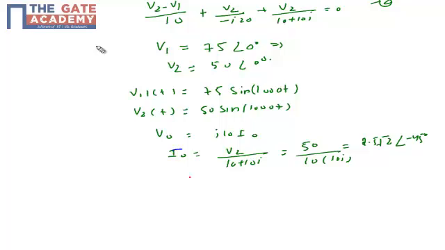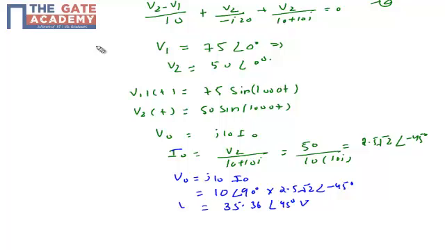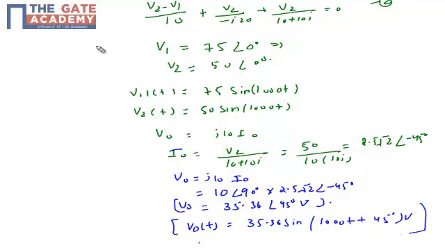Now V0 is j10 times I0. The question has a lot of calculation. Multiplying 10 with an angle of 90 degrees by 2.5 root 2 with an angle of minus 45 degrees, this will be equal to 35.36 with an angle of 45 degrees volt. So my overall expression of V0(t) will be 35.36 sine of 1000t plus 45 degrees volt.